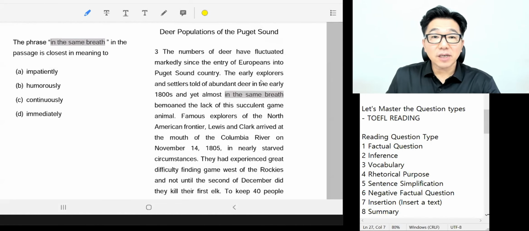So we will look into another question type in the reading section of the TOEFL test. So let's get started. As you can see on the screen here, we will cover the vocabulary type question. But I just want to let you know in advance, today is episode 3, so we're covering vocabulary question type, okay?